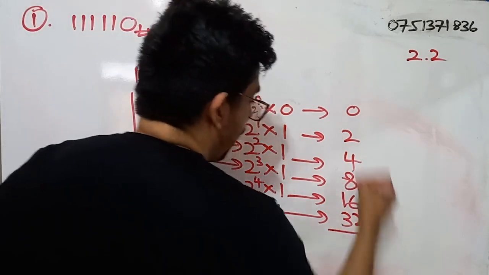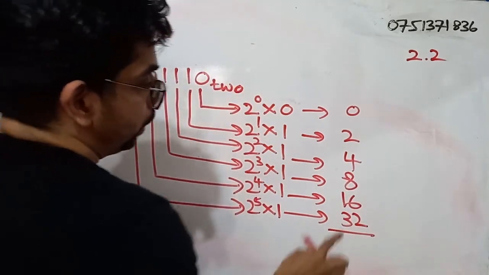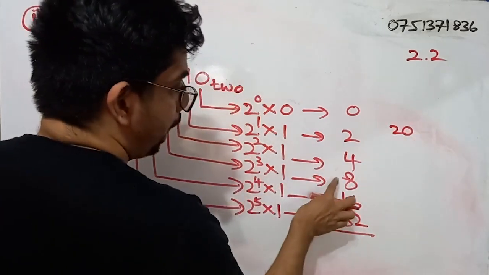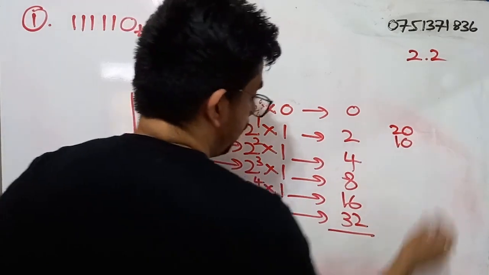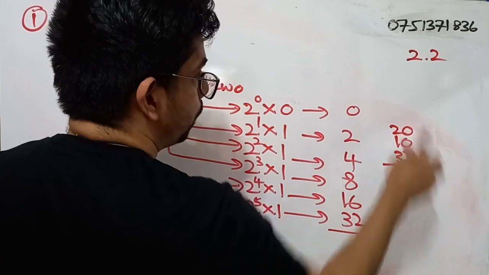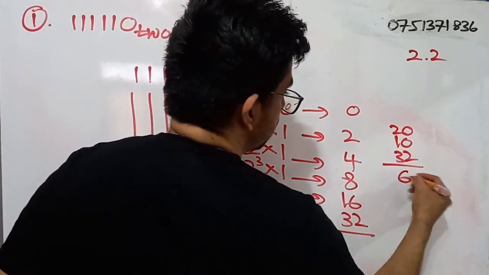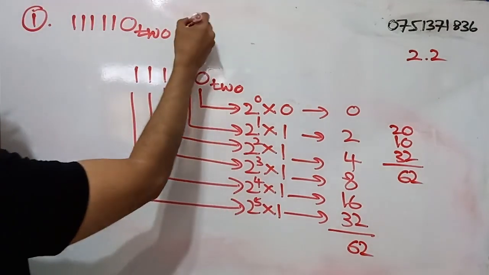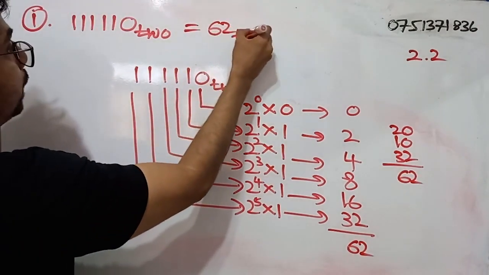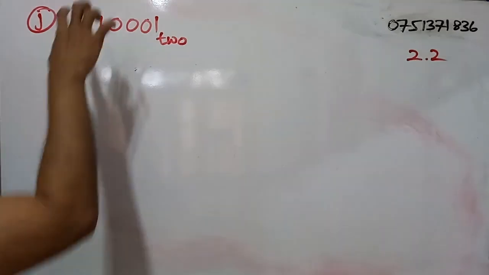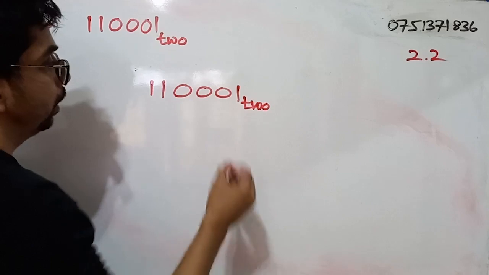So now we have to add all these values together. So 16 plus 4, that is 20. 8 plus 2, that is 10. 10 plus 32 plus 20. So here what do we get? 62, right? 62. So this is equal to what? 62 and the base is what? 10. Right. So this is J. This is the number that has been given to us, right?